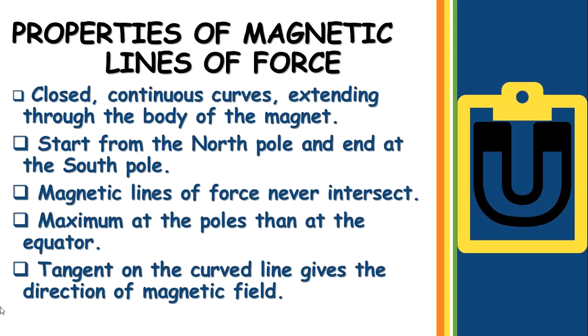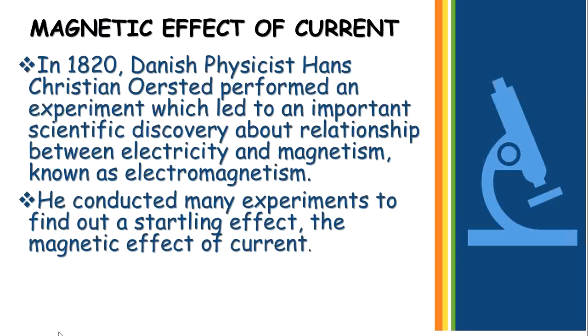Magnetic lines of force never intersect with each other. It is maximum at the poles than at the equator. Tangent on the curved lines gives the direction of magnetic field.